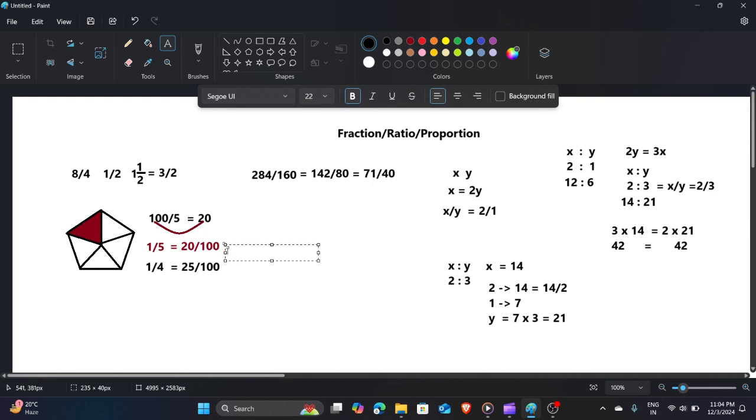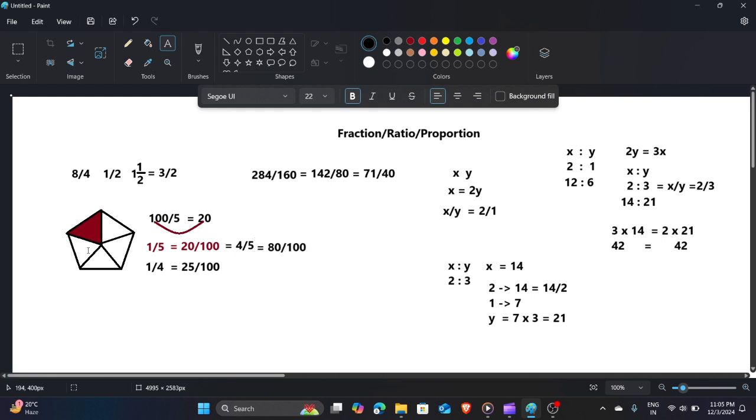if I write, okay, if I write this, like 4 by 5. So what have I done here? I just simply subtracted 1 from 5, and I got 4 by 5. And you can see that this is nothing but 80 by 100. Okay, it is 80 by 100.